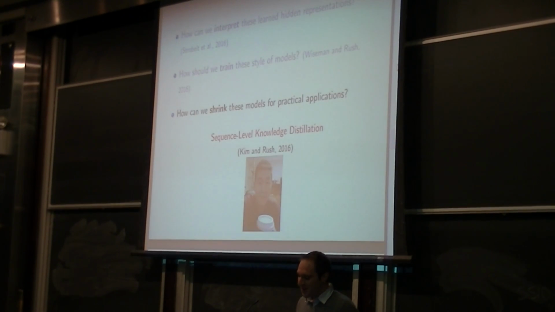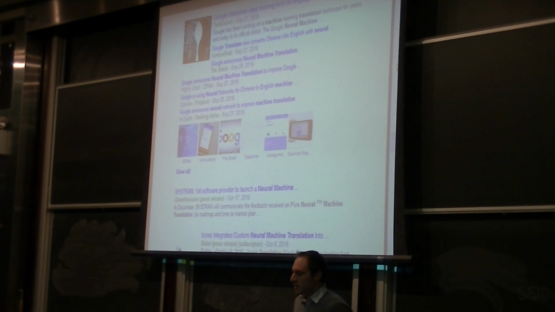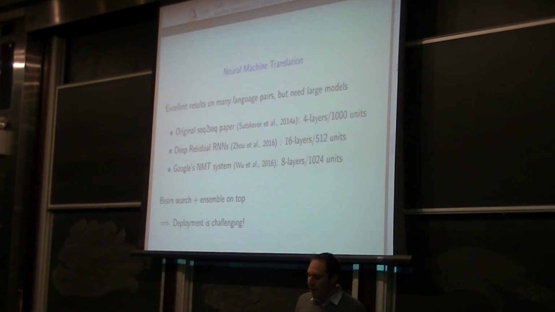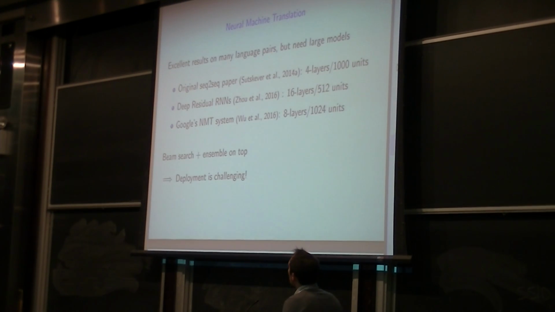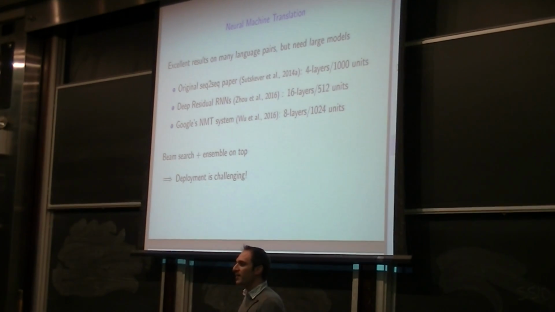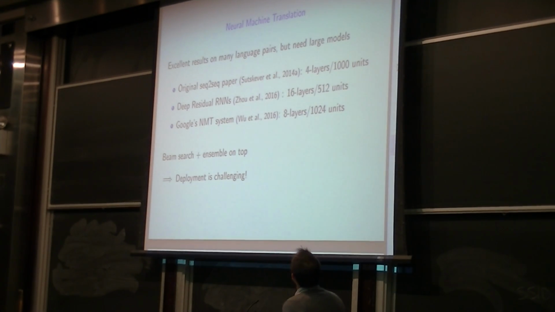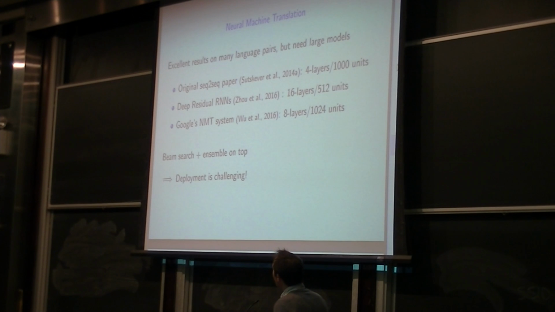Okay. What I'm going to talk about instead is work called sequence level knowledge distillation. This work is kind of spurred on by the fact that a lot of people are productionizing these systems. They want to utilize translation systems in real-life applications. But we found that there's a barrier. And the barrier is that they're really big. As I said earlier, the original paper was 4 by 1,000. There was a paper for French English translation that's 16 layers, 512 units each. And Google's published system is 8 layers, 1,000 units each.